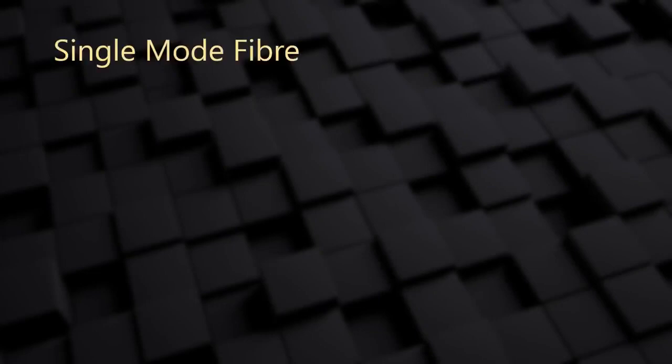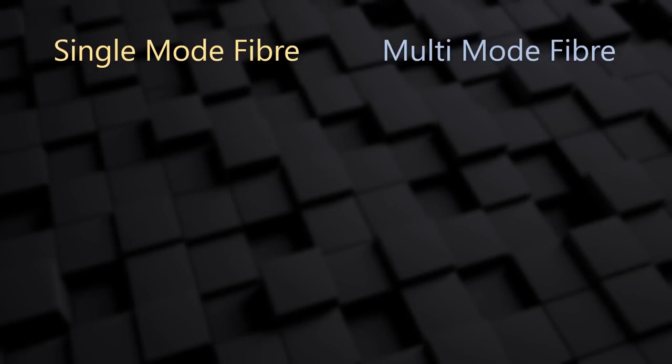Now you need to be aware that there are 2 types of fiber. These are called single mode and multi-mode. They may look the same, but they are different because of the types of light they use.